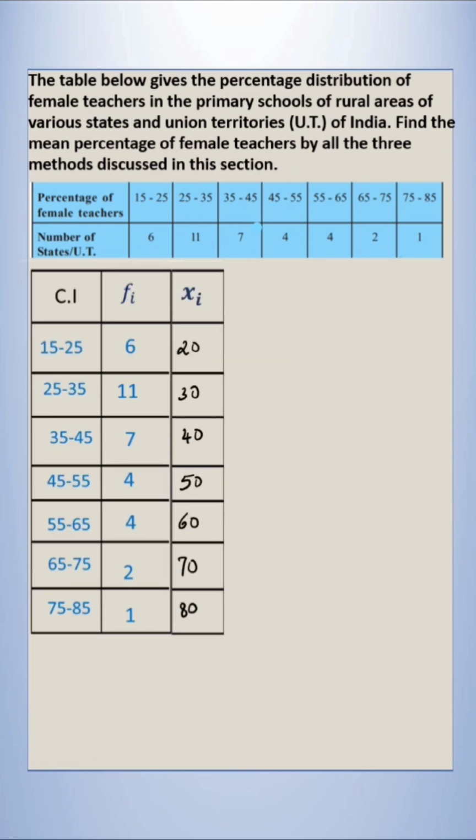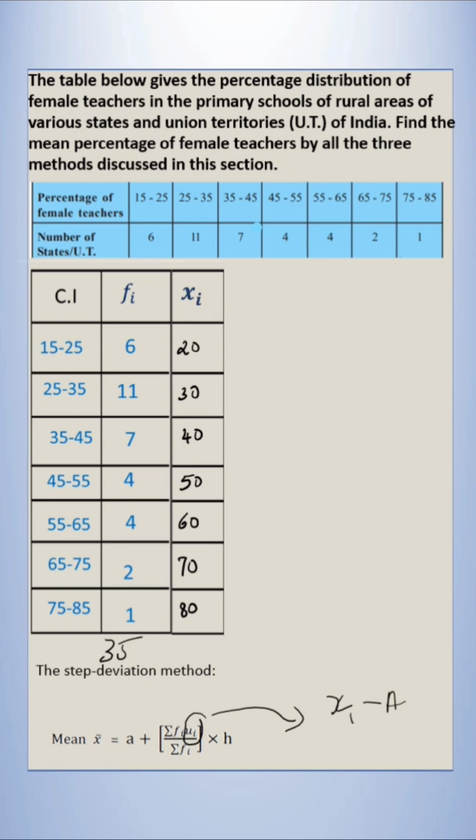Now let us find the mean by step deviation method, the formula for which is A plus summation of fi ui upon summation of fi, into h. Summation of fi, you know, is 35. What is ui here? ui is nothing but xi minus A divided by h. What is h here? h is the class size. Observe the class size is 10. Upper class limit minus lower class limit is 10 in each and every case.